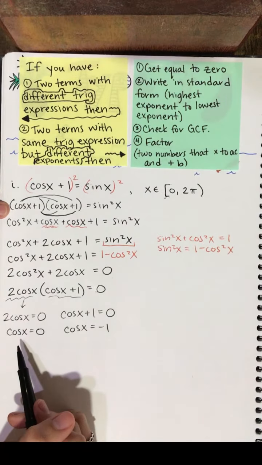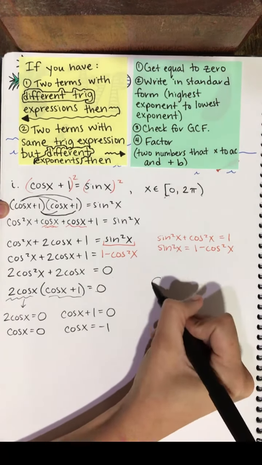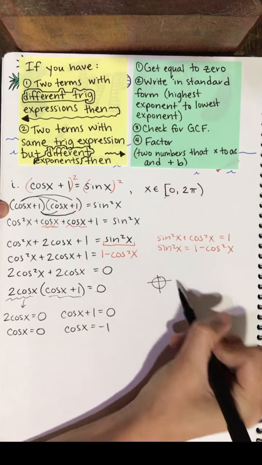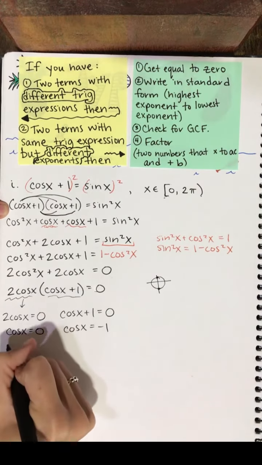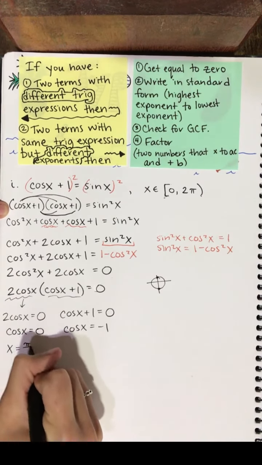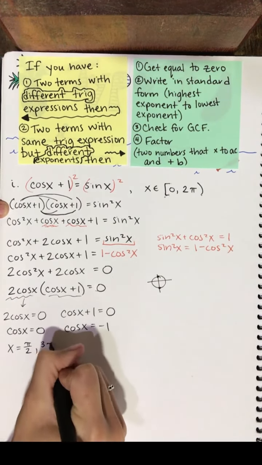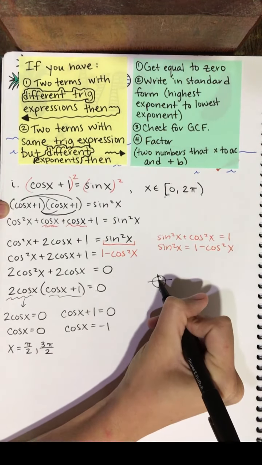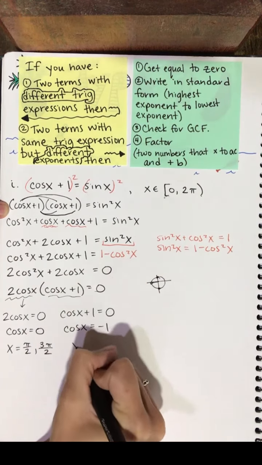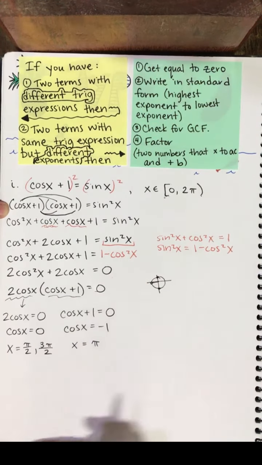So where is cosine equal to 0? Remember, cosine is our x value, so where on our x-axis are we 0? That would be when we are on our y-axis. So at pi over 2 and 3 pi over 2. Okay? And then cosine is -1 when we are at -1 on our x-axis, so x is equal to pi.